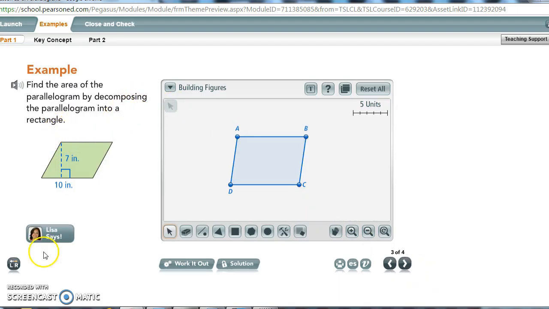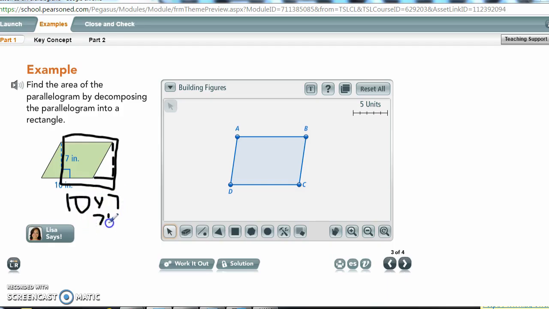So today we're going to find the area of a parallelogram by decomposing the parallelogram into a rectangle. So to do that, I know this dotted line right here, I'm going to take that and cut it, and I'm going to take this triangle and put it right over here so that my figure is now a rectangle. If I move that over there, it's now a rectangle. So to find my answer for this, I just need to do the base times the height. My base is 10. My height is 7, so 10 times 7 is 70 inches squared.